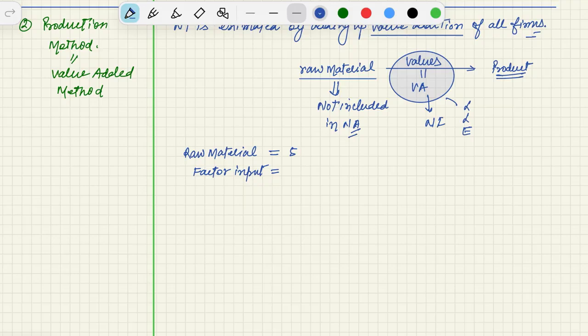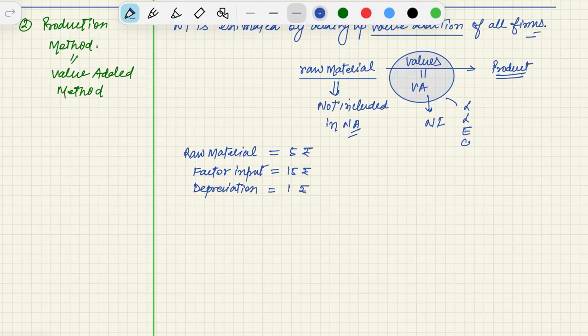Land, labor, entrepreneurship, and capital. Okay, that is the value addition. So here, suppose raw material cost is 5 rupees, and the factor input that we are providing costs 15 rupees, and whatever depreciation in a machine, after generating that particular product, costs 1 rupee.